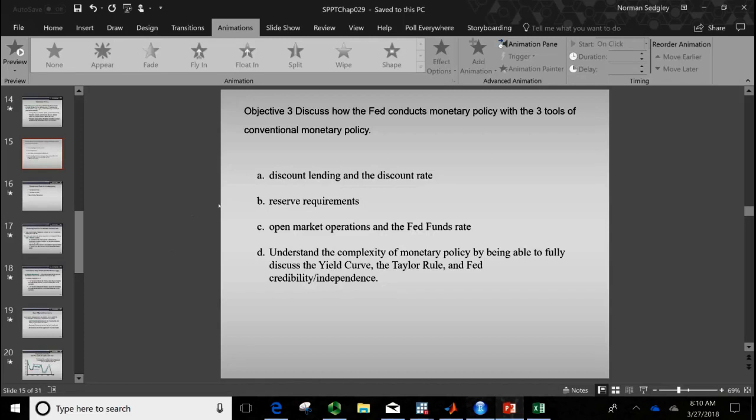Last objective in Chapter 29, Objective 3. Discuss how the Fed conducts monetary policy using the three tools of conventional monetary policy. The three tools of conventional monetary policy are A. Discount lending at the discount rate, B. Reserve requirements, C. Open market operations at the Fed and the Fed funds rate, which is the most important of the three. And finally, we'll try to understand the complexity of monetary policy, and we'll discuss the yield curve and the Taylor rule.